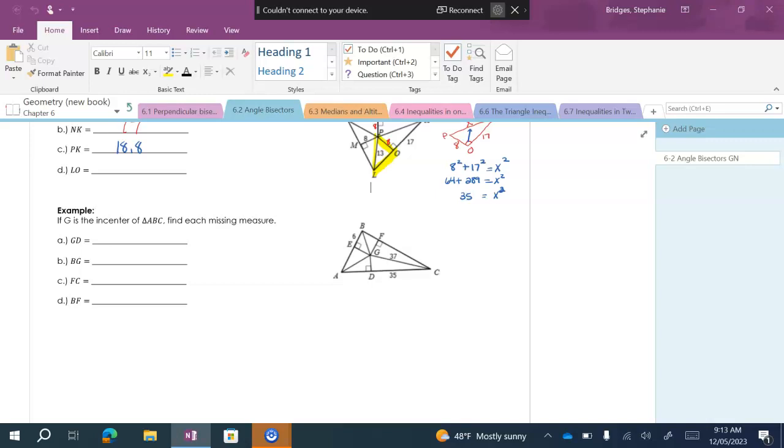And then it didn't tell me, so I don't know any of those segments. So let's start. I filled in everything that I could. I don't know what either of these sides are, so that's not going to help me. The first thing it asks me for is GD. Here's GD right here, right? So we're going to focus on this triangle right here because I know 2 of the 3 sides. So I'm going to bring it down here. This side is 35. This side is 37. That side is what I'm looking for.